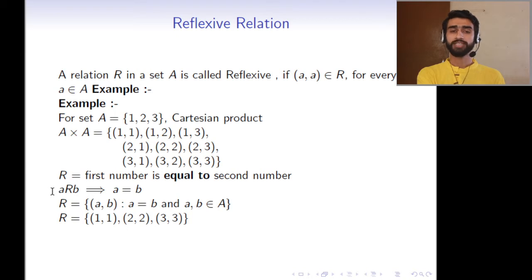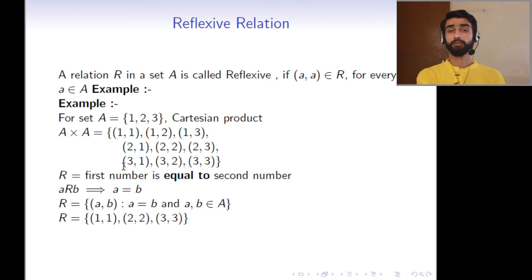Second way of writing a relation: A is related to B if it implies A equal to B. मैं उन पेयर्स को अपने रिलेशन में लूंगा अगर वो दोनों इक्वल हैं. और थर्ड वे ऑफ राइटिंग रिलेशन, R equals to {(A, B) such that} giving condition A equals to B and (A, B) belongs to A. A equal to B होना चाहिए and (A, B) belongs to A होना चाहिए.